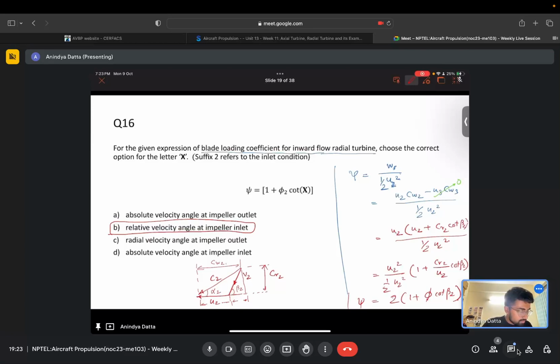Note that here it is written that just an inward flow radial turbine is given, so we draw a general inlet velocity triangle. When it's a 90-degree inward flow radial turbine, this beta 2 becomes equal to 90 degrees, and when beta 2 is equal to 90 degrees, v2 becomes equal to cr2. Okay, all right. Any questions? I hope this is clear.